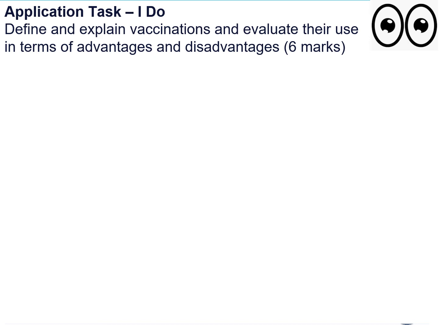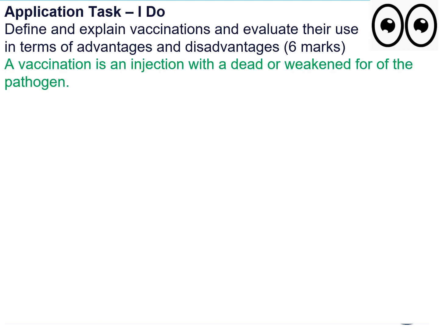So there's a lot to talk about here, but it's been broken down into 3 parts. Defining what a vaccination is, explaining how it works, and then evaluating the advantages and disadvantages of vaccines. The model answer would read like this. A vaccination is an injection with a dead or weakened form of the pathogen.